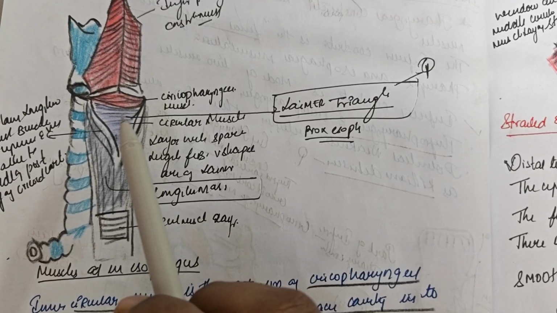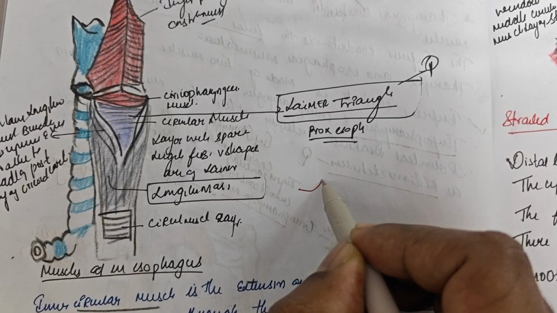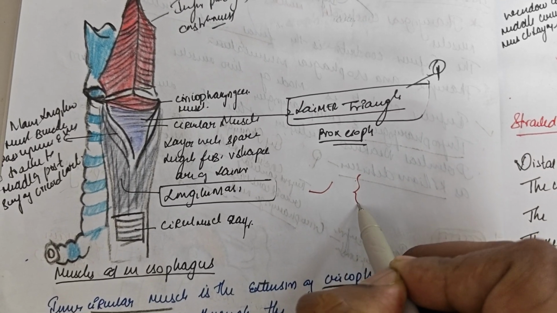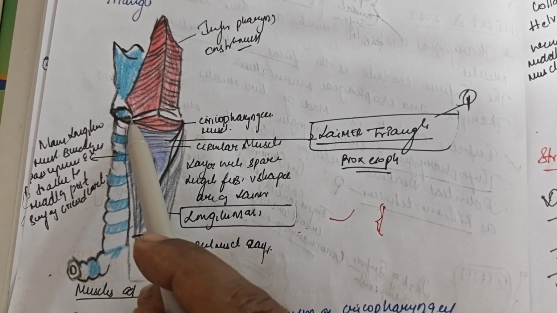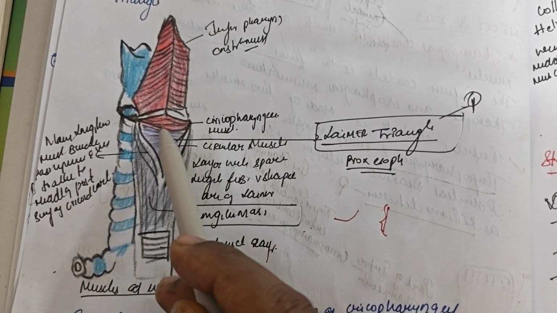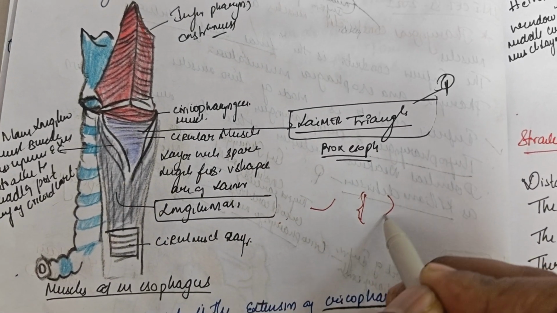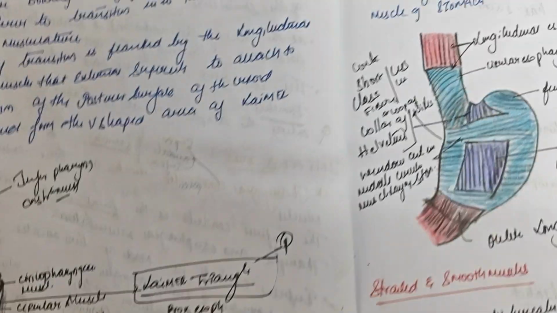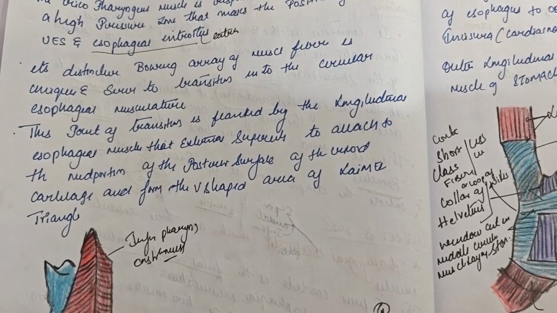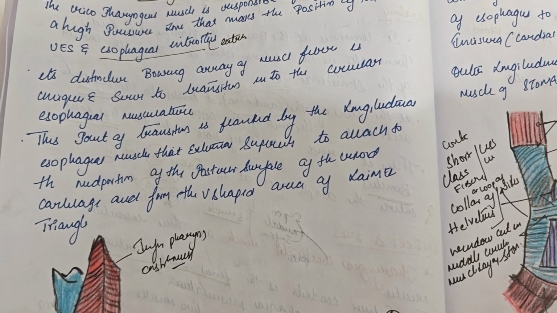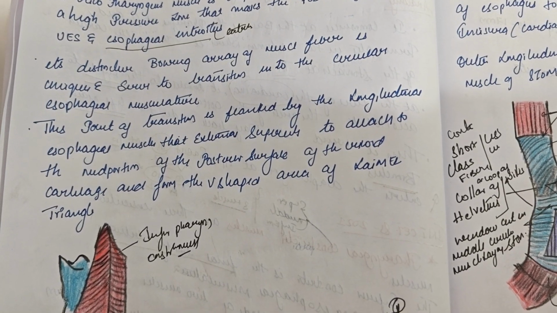And why is it responsible? If you look into the structure of the cricopharyngeus, it is like a bow. If you observe, this is a bowing. The muscle which starts at this point bows to the opposite aspect. So this distinctive bowing array of muscle fibers is unique. Why is it unique? It serves to transition into the circular esophageal musculature.